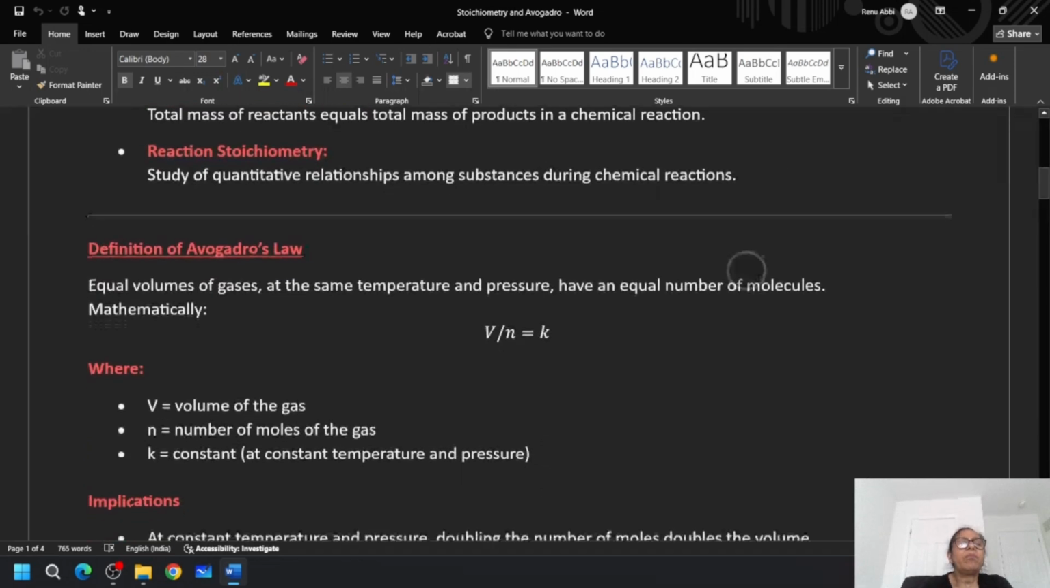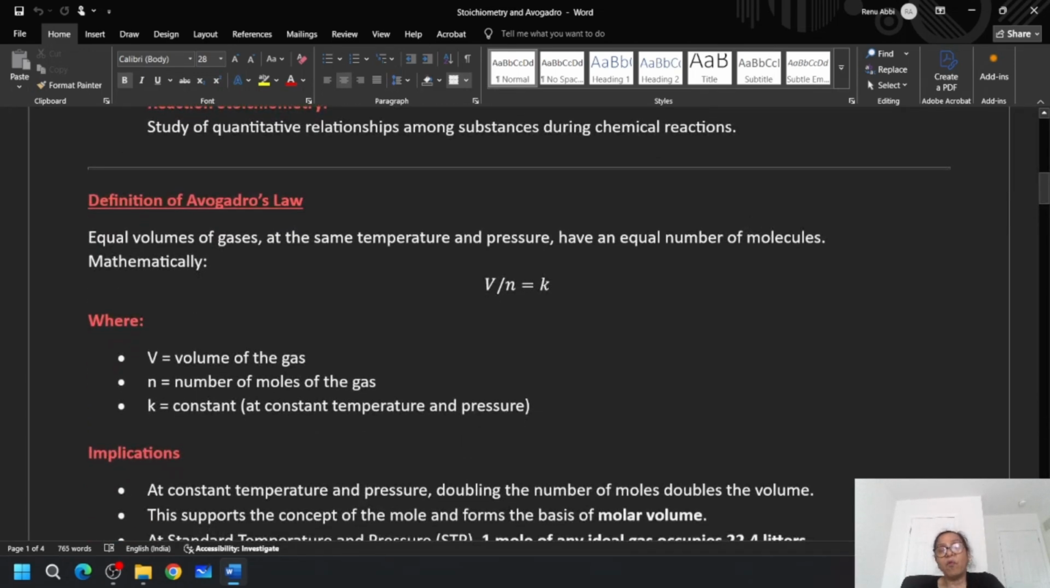Now we are going to study another law, that is Avogadro's law. Avogadro was a scientist, and this law was derived and named after him. What does it state? It states that equal volumes of gases at the same temperature and pressure have an equal number of molecules, or we can say that equal volumes of all gases contain an equal number of molecules at the same temperature and pressure.